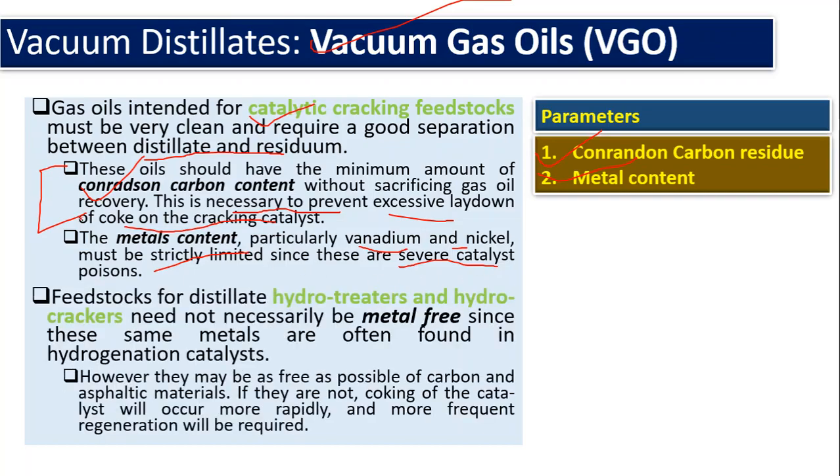But sometimes if you are using gas oil as a feedstock for a hydrotreating or hydrocracking process, at that time you still need to minimize the CCR, but being metal free is not necessary, because these metals, vanadium and nickel, are often used as a hydrogenation catalyst. So there is no need for the gas oil to be metal free when you are using it for hydrotreaters and hydrocrackers. But it should be free from carbons and asphaltic materials.